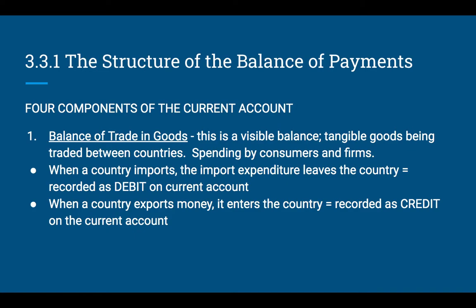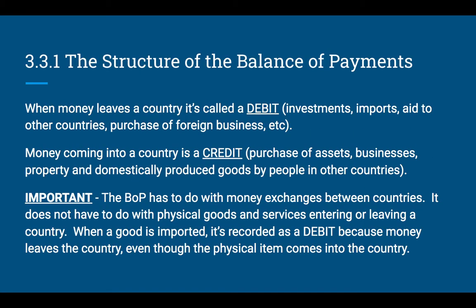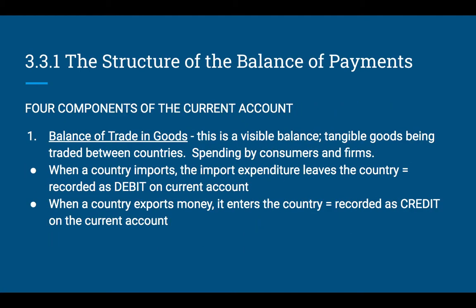When a country imports, the import expenditure leaves the country, recorded as a debit on the current account. What does debit mean, you ask again? It's when money leaves a country. When a country exports, money enters the country, recorded as a credit. And remember, that's the opposite. So you're actually receiving. You're not losing necessarily. Hopefully this makes sense. Please reread any of these if you need to.